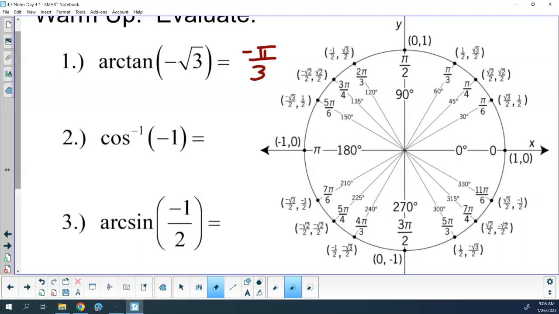Inverse cosine being negative 1. Where am I looking for inverse cosine? Left, right, top, bottom. Top half, okay? Where on the top is cosine negative 1? Pi?